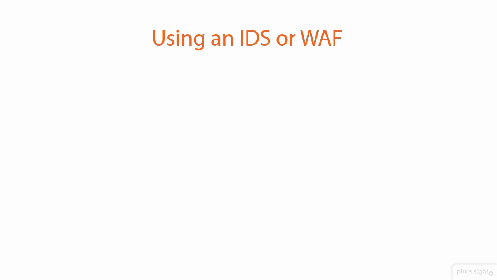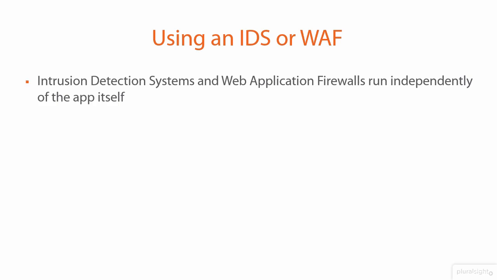One thing that can be a very beneficial defense for SQL injection is using an IDS or a WAF. Let me explain what I mean by that. So first of all, an intrusion detection system or a web application firewall are independent implementations from the app itself. In fact, they sit in front of the app. Your request must go through the IDS or the WAF in order to get to the web app, and the defense is then implemented at those levels.